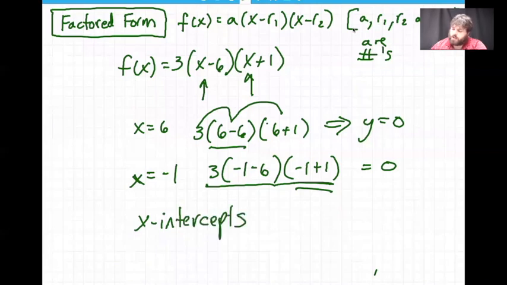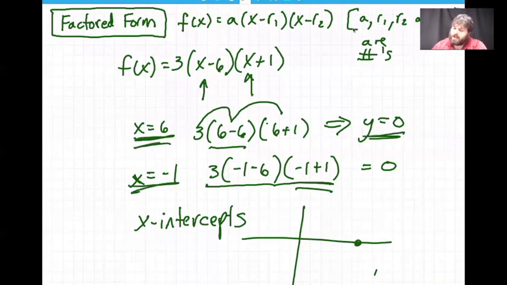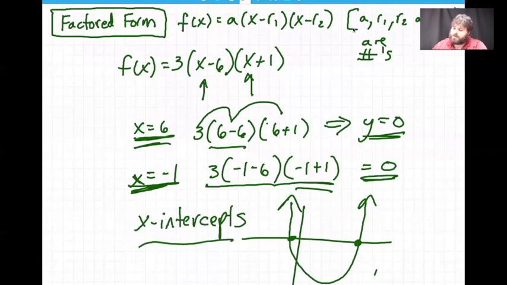Now, what does it look like on the graph? Well, right here I have 6, 0, that's right here, and I have -1, 0, which is right here. Okay, so basically this is the shape of my parabola. They're x-intercepts, they're the locations where the graph crosses the x-axis.